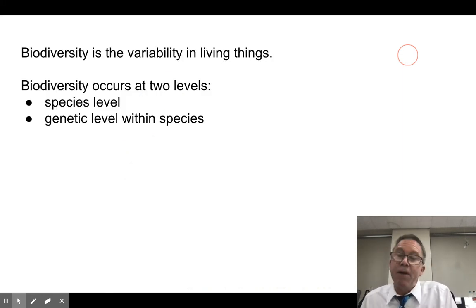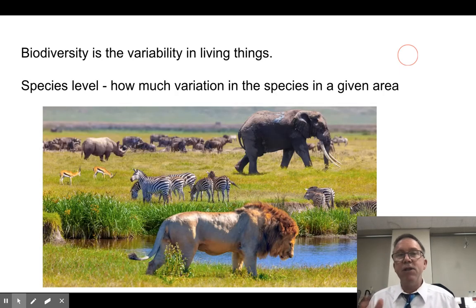Okay, so biodiversity. Basically, the easiest definition I can think of is it's just the variability in living things, like what makes them different from each other. And so it really comes down to two levels. There's the species level, like how many different species are there, but then there's also the genetic level within a species, like how much biological difference there is between given individuals in a given population. So let's start with species level. That's what most of us would think of when we think of biodiversity.